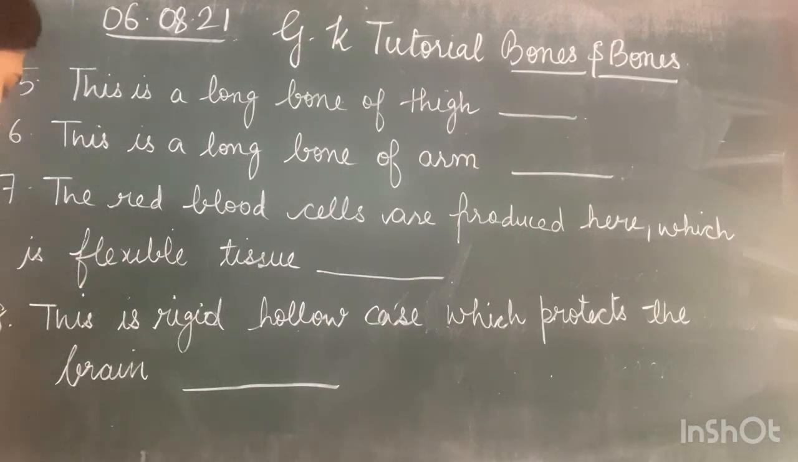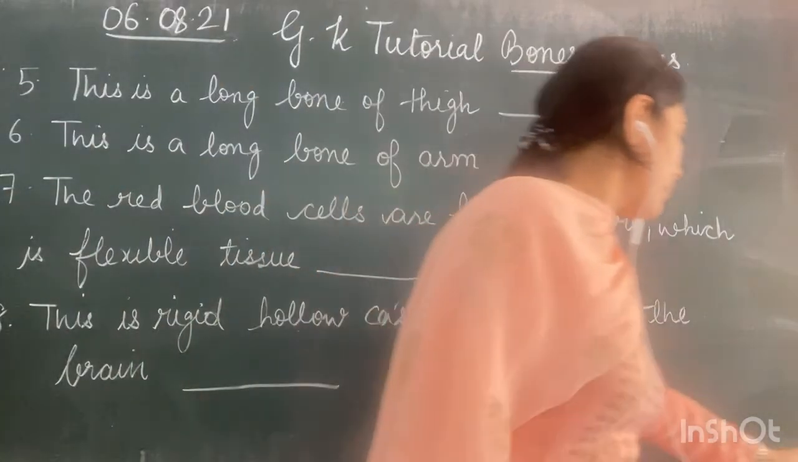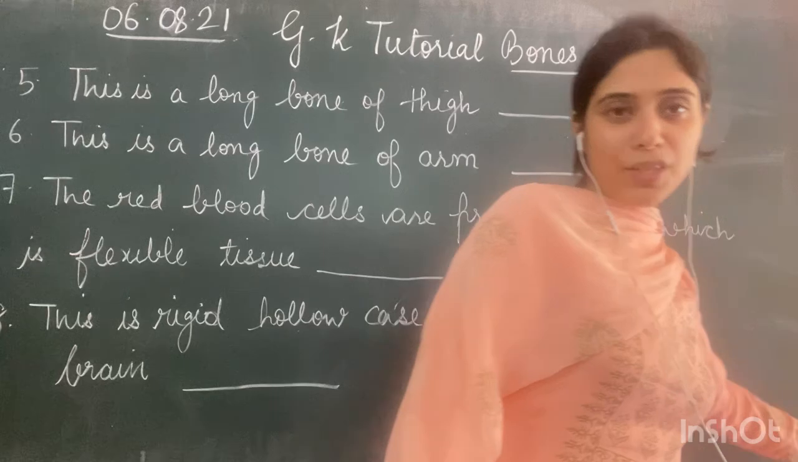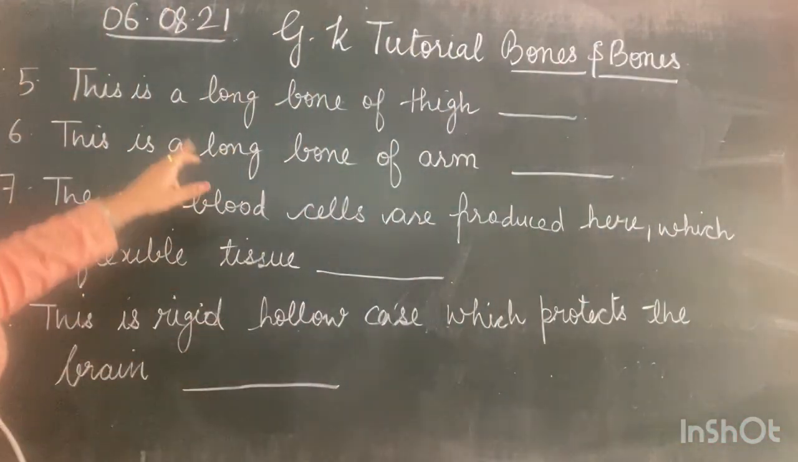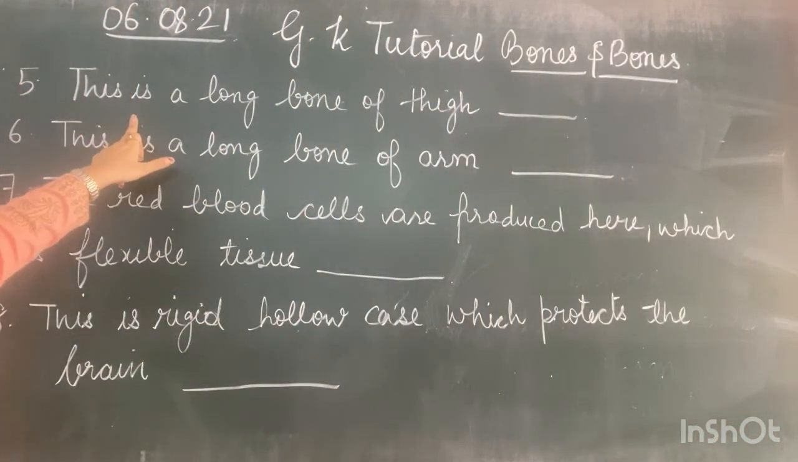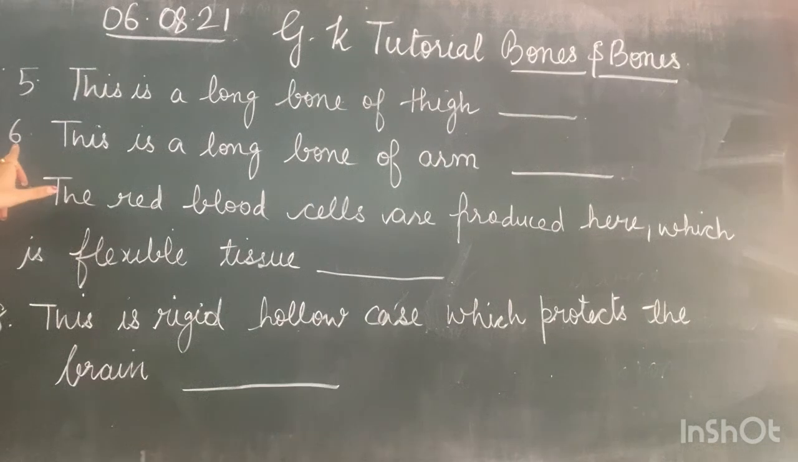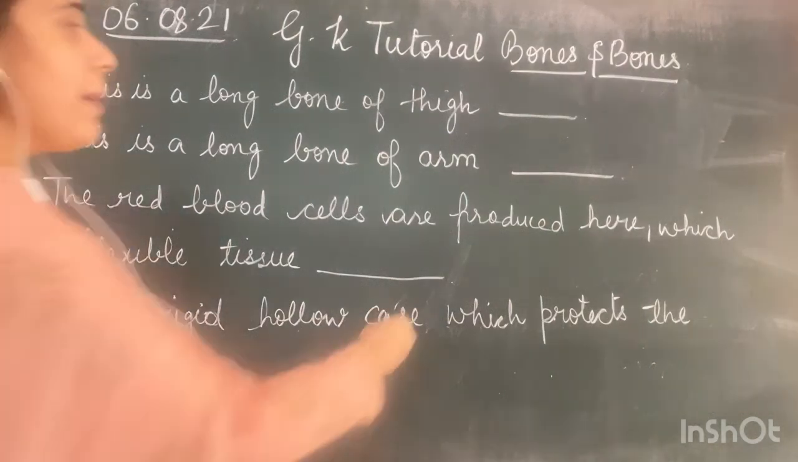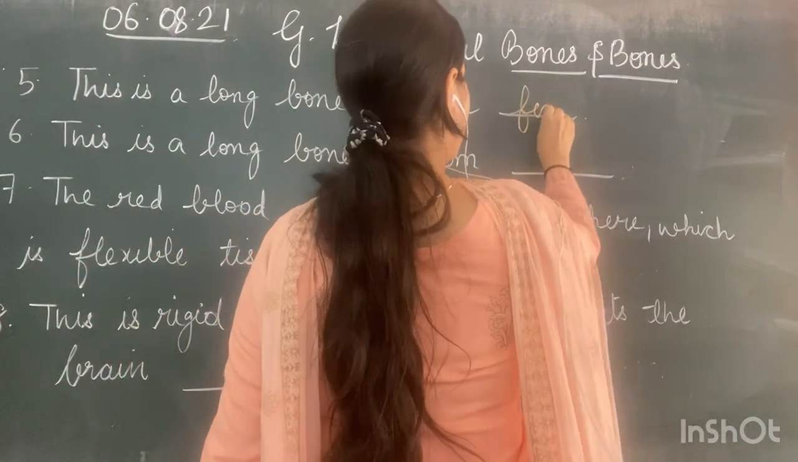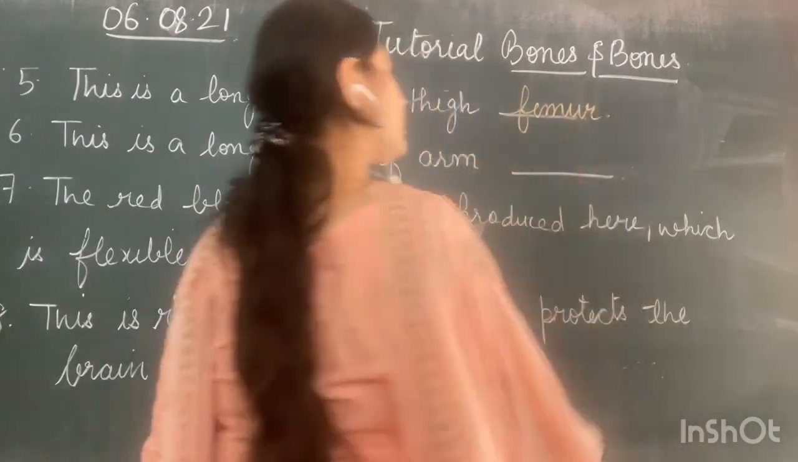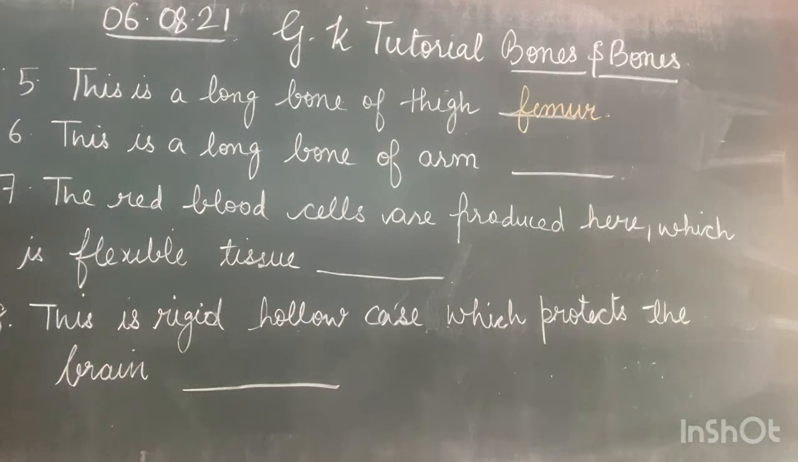Okay students, coming to the next, I have new blanks for you. This is a long bone of the thigh. The fifth blank of your book, I am repeating, this is a long bone of the thigh. So the name is femur, right? So the answer is femur, F-E-M-U-R.